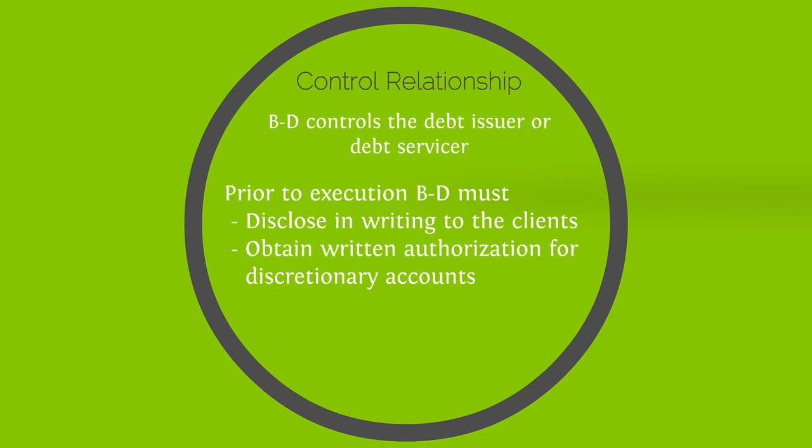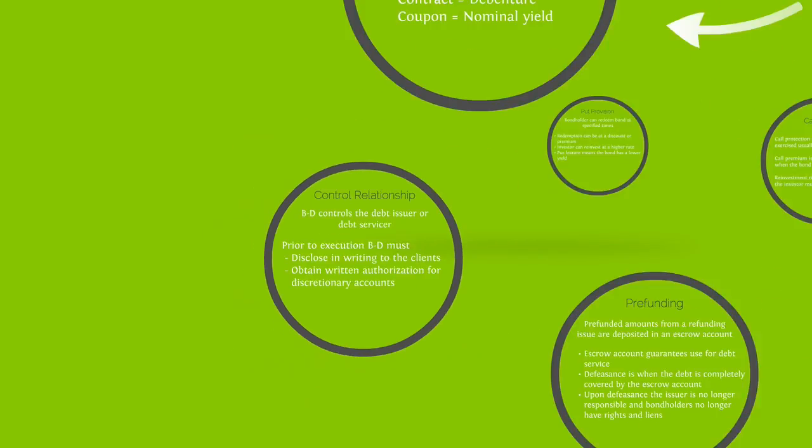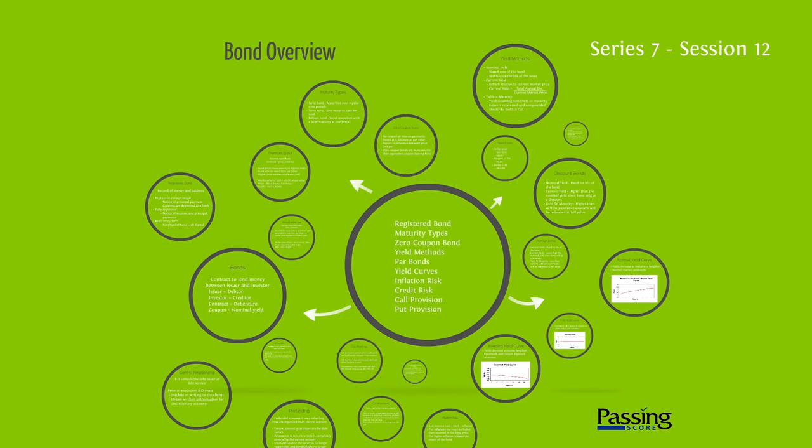A control relationship is important and can be mentioned on the Series 7 exam as well. This is where the broker-dealer controls the debt issuer or debt servicer, or has some kind of significant relationship with whoever it is that's issuing the debt. Prior to execution, the broker-dealer has to disclose this kind of relationship to their clients and obtain written authorization for any discretionary accounts. Well, that's it for our bond overview.